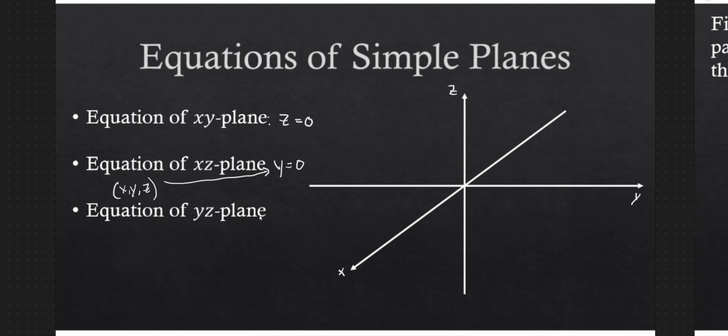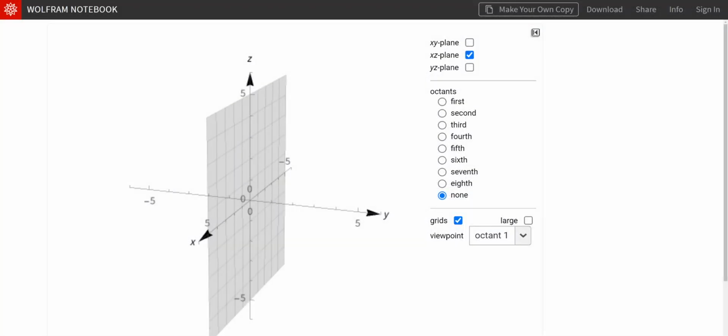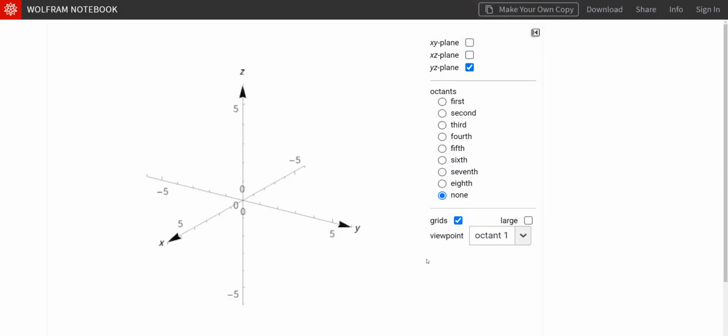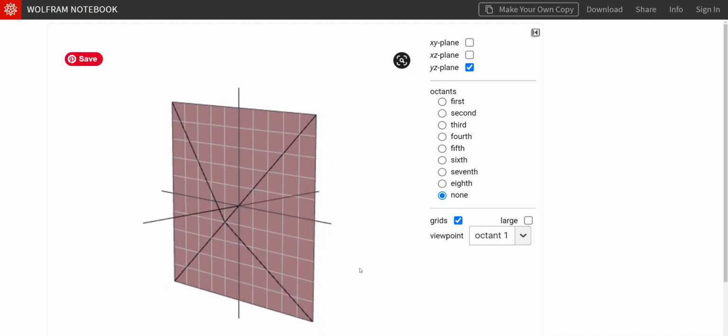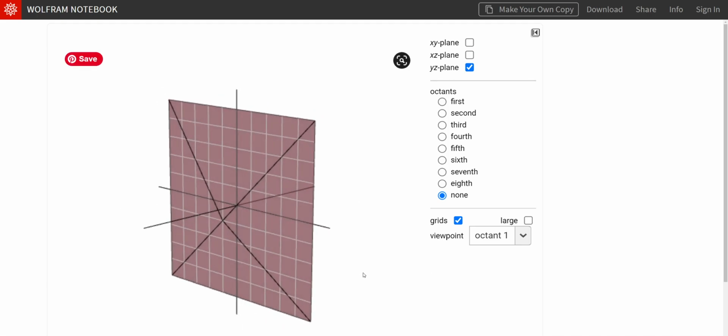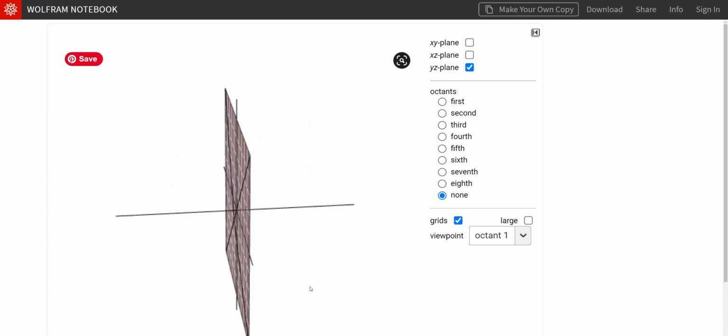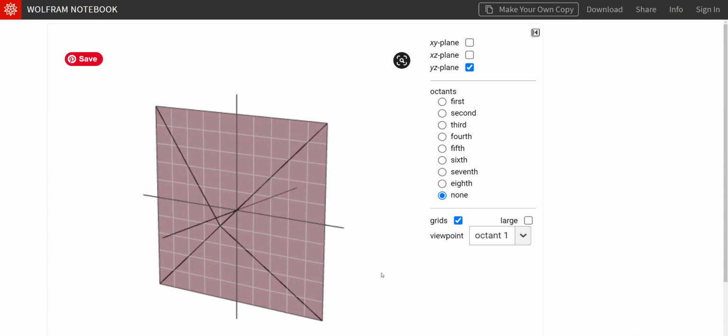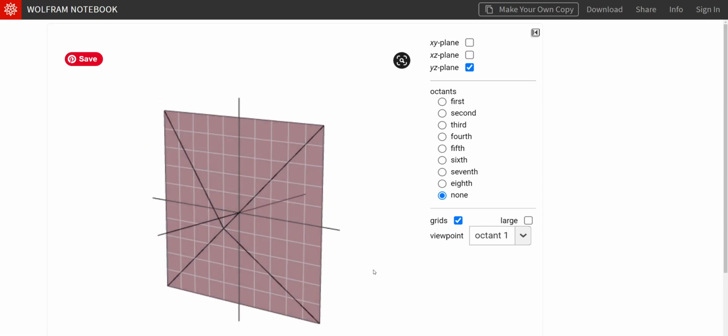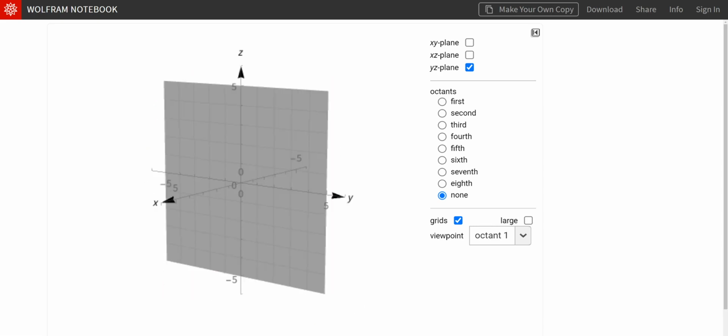Equation of the yz plane, well, in that case, x should be 0, and the rest can be whatever they want. Let's take a look at that real quick. Back to my scene. And let's look at the yz plane. Try and visualize it before you see it. There is the yz plane. Any point on that has x equal to 0, and y anything you want, and z anything you want. No restrictions.